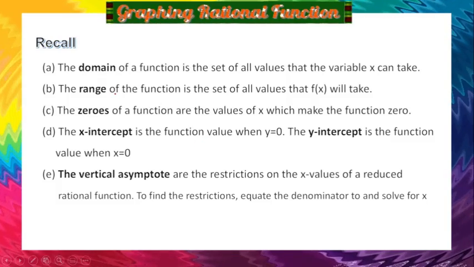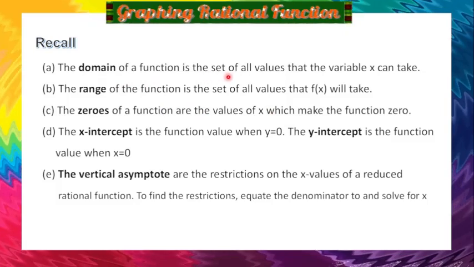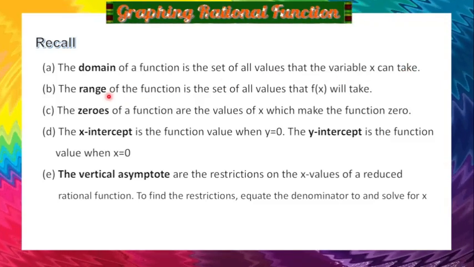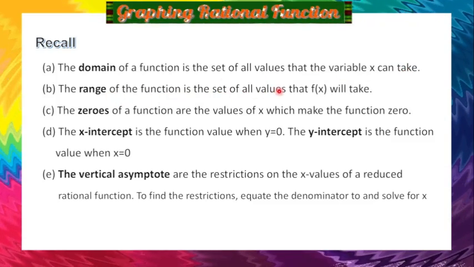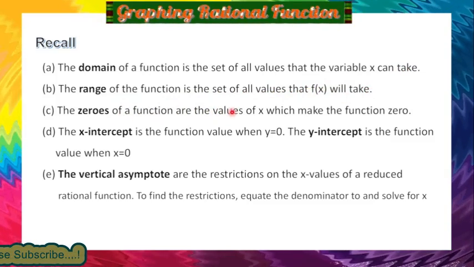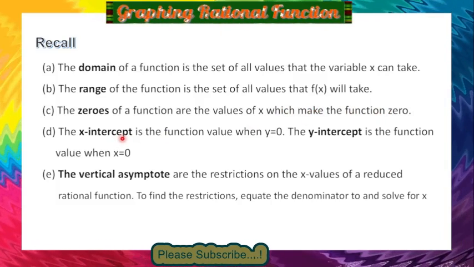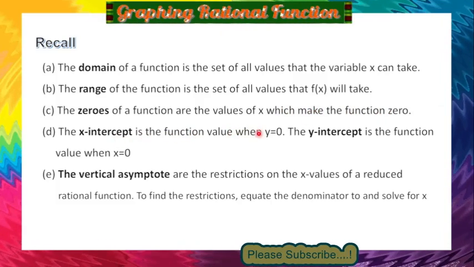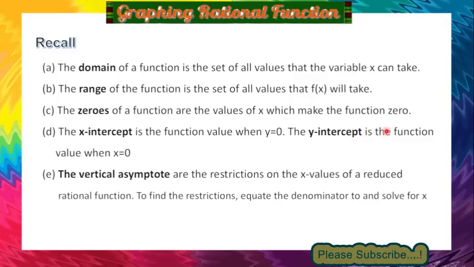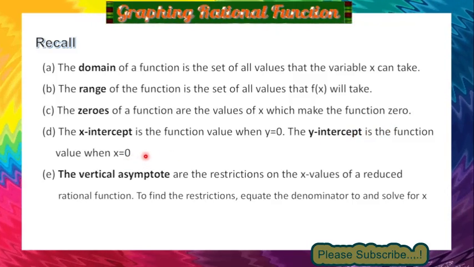First, we have the domain. The domain of a function is the set of all values that the variable x can take. The range of the function is the set of all values that the function will take. The zeros of the function are values of x which can make the function 0. The x-intercept is the value of x when y equals 0. Then the y-intercept is the function value when x equals 0.